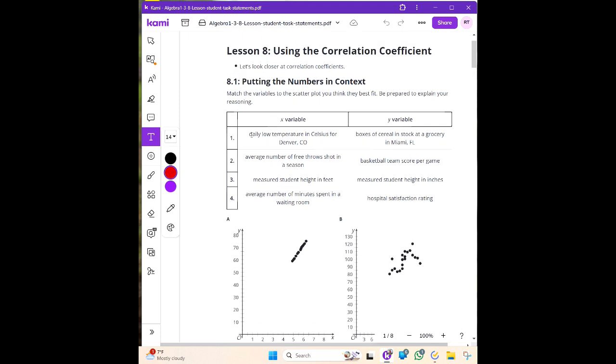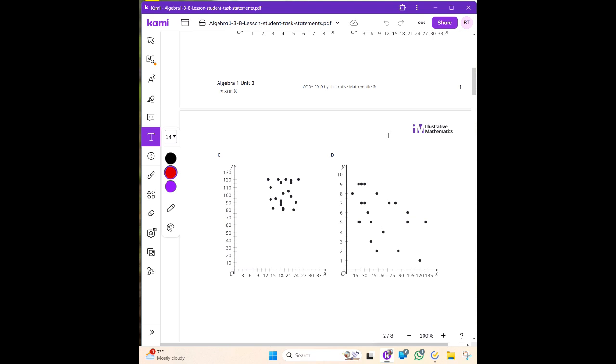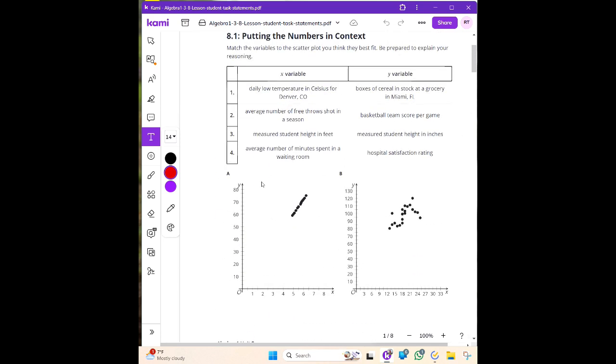For number one, daily low temperature in Celsius for Denver, Colorado, and boxes of cereal in stock at a grocery store in Miami, Florida. Right away we can see that there's probably no relationship between these two. We've got one in Denver, we've got one in Miami. So for that, I would probably think that it would be C. There's just really no correlation between those.